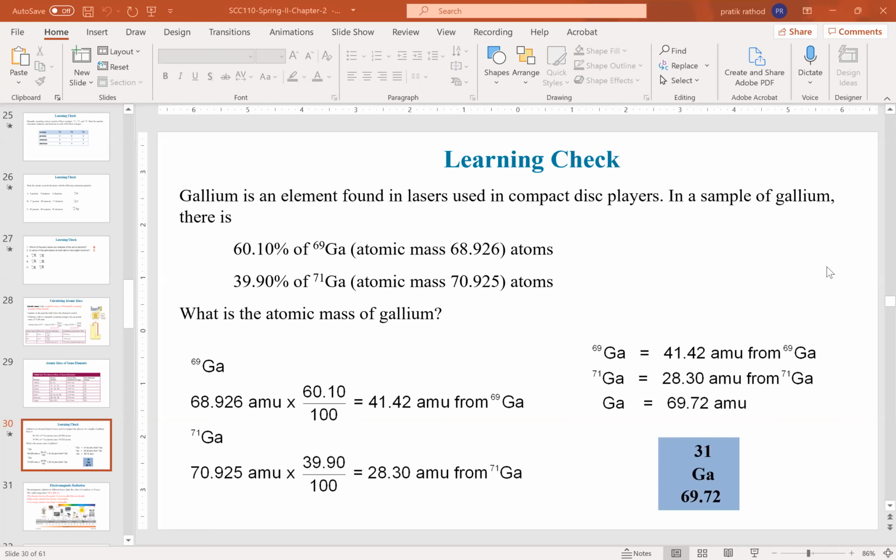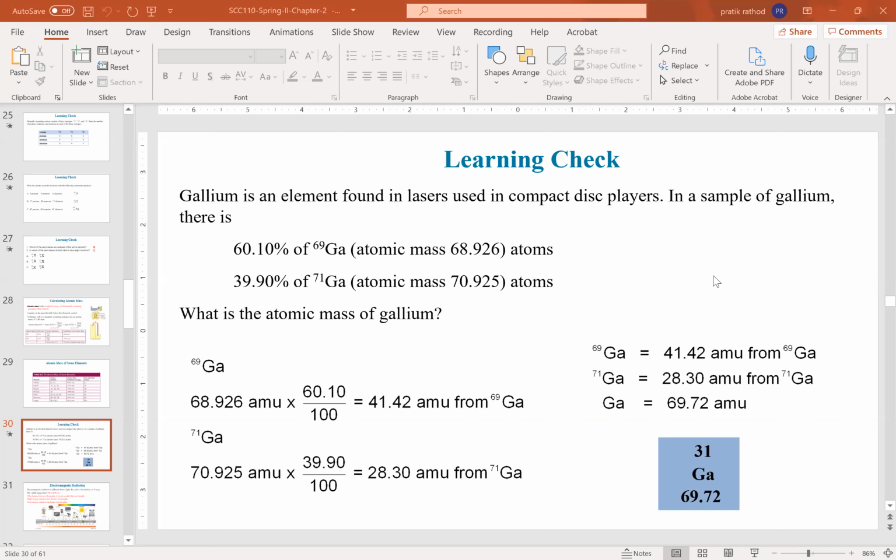All right, so I'm going to share my screen. Everybody can see the learning check PowerPoint slide? Yes. Okay. So in the exam, something like this can be asked, right?